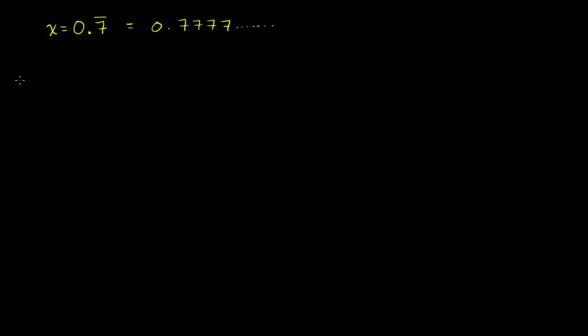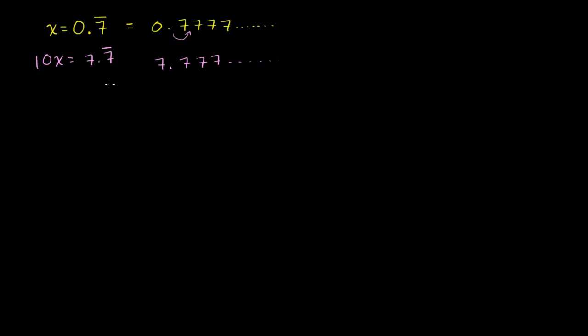Now what would 10x be? Well, let's think about this. 10x would just be 10 times this. If we multiplied this times 10, you'd be moving the decimal 1 over to the right. It would be 7.777 on and on and on and on forever. Or you could say it is 7.7 repeating.